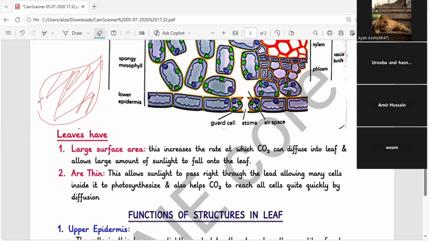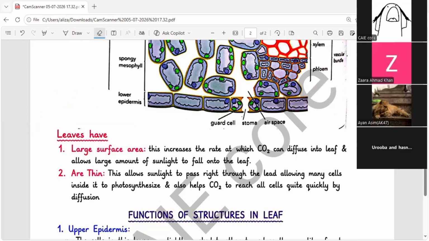Okay, and why is that so? The reason is that this large surface area will increase the rate at which carbon dioxide can diffuse into the leaf. Carbon dioxide will be able to diffuse faster into your leaf if it has a large surface area. And the second use of this large surface area is that it allows a large amount of sunlight to fall onto the leaf, and we know that sunlight and chlorophyll are very, very important factors for photosynthesis.